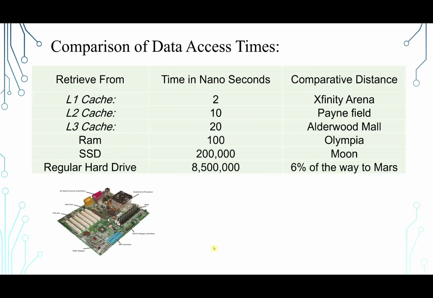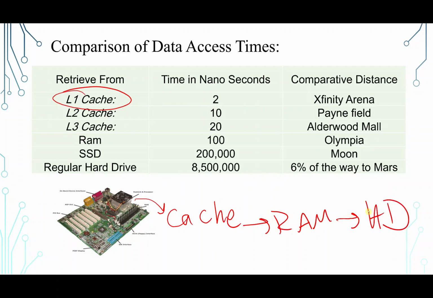In comparison of data access time, you have the CPU, then cache, then RAM, then your hard drive. Level 1 cache takes about 2 nanoseconds. If you compare that to distances from Everett Community College, it could be up to the Xfinity area. Level 2 cache, about 10 nanoseconds, is kind of up to Painfields. Level 3, about 20. When you get to a regular hard drive, it's about 8,500,000 nanoseconds.